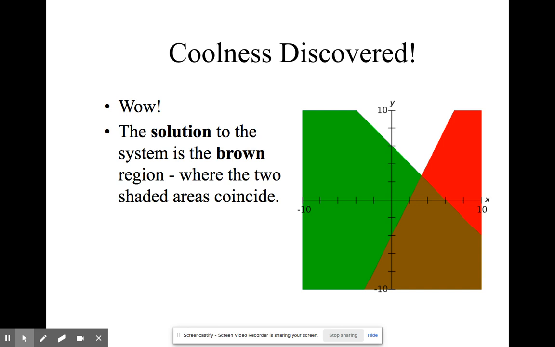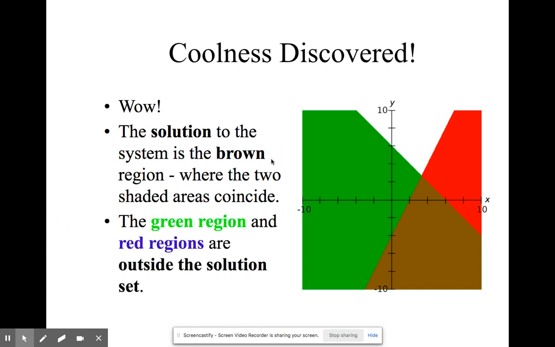All the solutions in that brown area will always be solutions and answers to both of our inequalities. The green region and the red region are outside the solution set. The green would not follow the red solutions, and the red would not follow the green solutions. It's only that brown area that is our answer. That's what we're looking for right there.